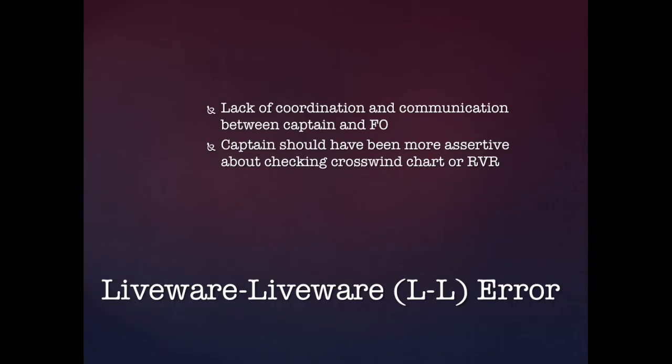The captain seemed uncertain and probably wanted the first officer to check the crosswind chart or RVR. This is an example of LiveWire interface error. In the CVR transcript, there was a lack of communication between the captain and first officer. The captain should have been more assertive and told the first officer to check the crosswind chart.